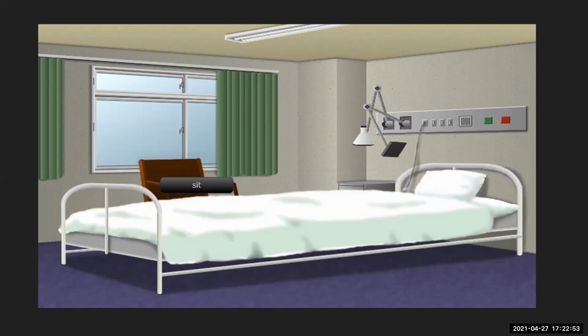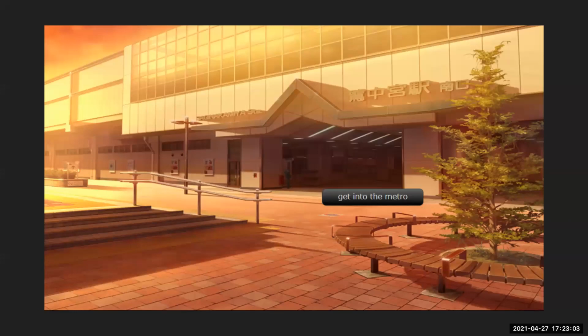So the audience would know that you go to the chair and you just sit down and you are ready to go to the next screen. So this is another example. This is a metro station, and there are no descriptive words to say this is a metro station and what is going on here, but you get a button that says get into the metro.